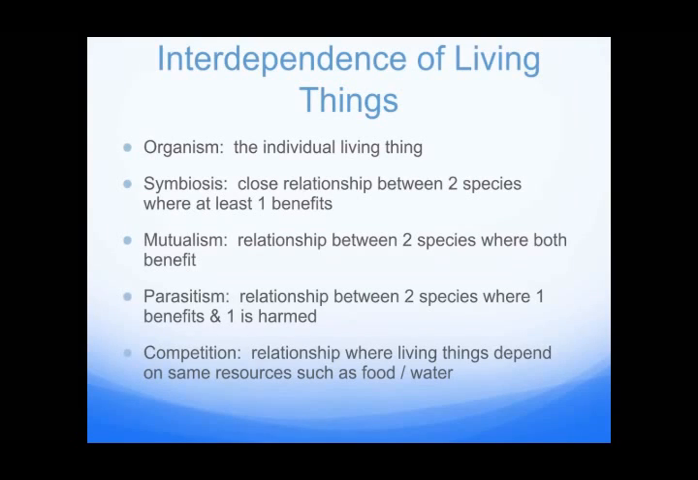Mutualism is an interdependence of life where both will benefit from their close relationship. And parasitism is where two species are living together, where one benefits and one is harmed. Competition is a relationship where living things depend on the same resources like food or water, and they compete for those resources.